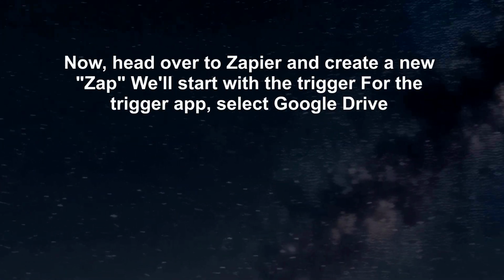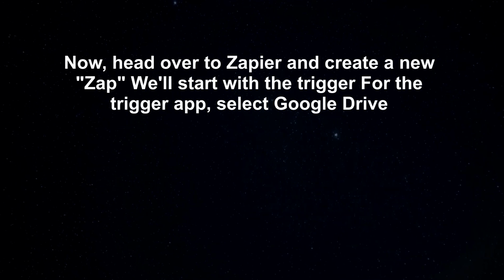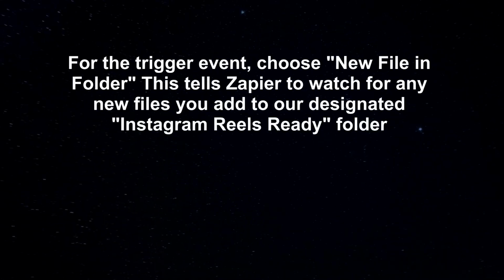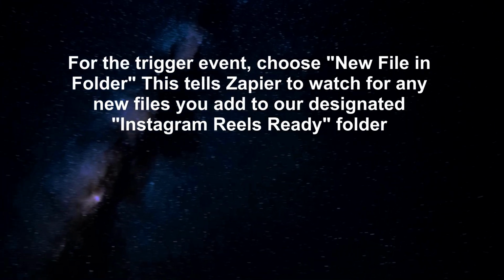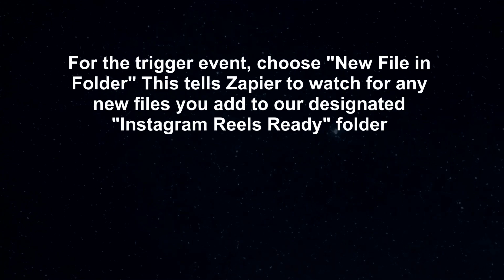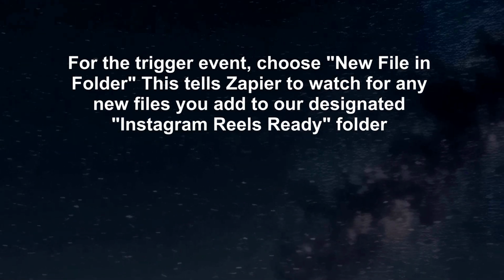Now head over to Zapier and create a new Zap. We'll start with the trigger. For the Trigger app, select Google Drive. For the trigger event, choose New File in Folder. This tells Zapier to watch for any new files you add to our designated Instagram Reels Ready folder.